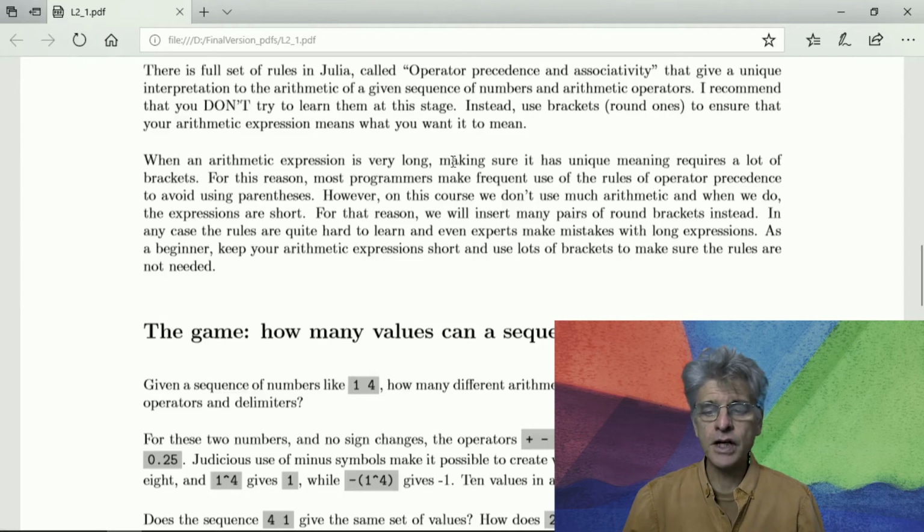This can be difficult for long expressions, but that's true even if you apply these rules. On this course, you don't have to have long expressions, and so we recommend that you simply use brackets instead of trying to learn the rules.